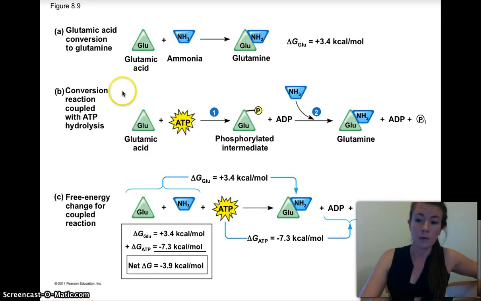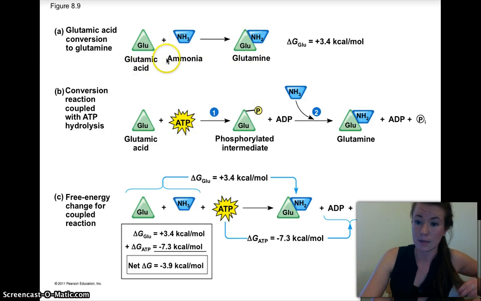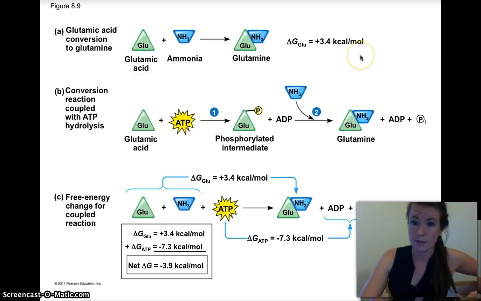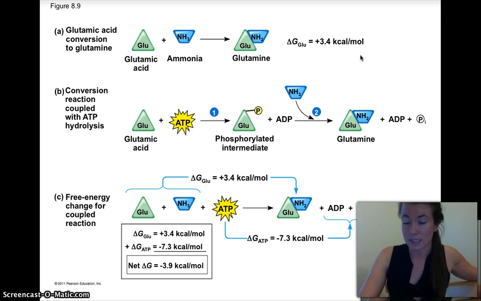So this is how it works. If we wanted to convert glutamic acid to glutamine, two different amino acids, we would add glutamic acid and ammonia. That is an endergonic reaction, so it has a positive delta G, and it's not going to happen on its own because it's not spontaneous, because delta G is positive.